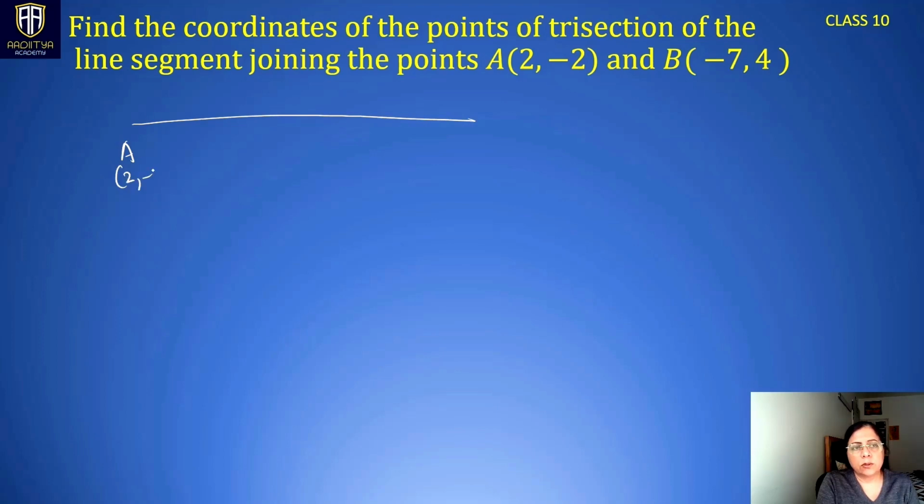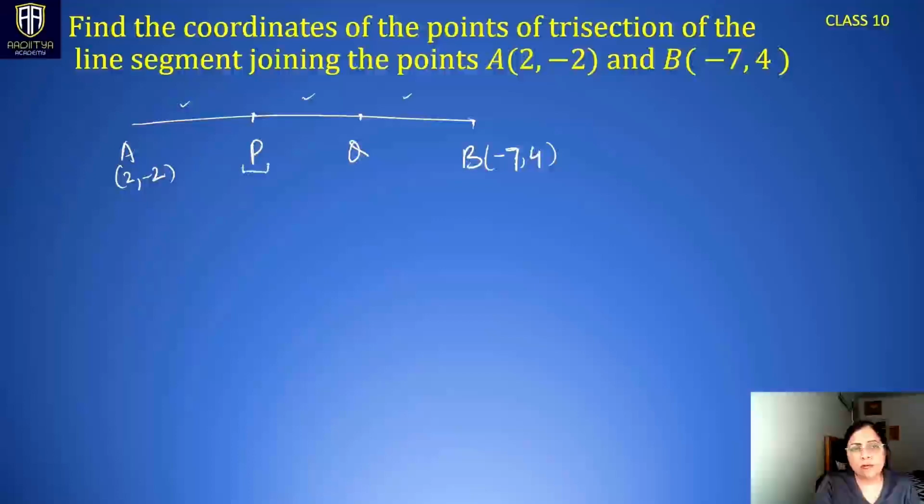A is 2 comma minus 2. Then we have B, which is minus 7 comma 4. Now if we have to do three equal parts of this line segment, we have to plot two points like this. Let this be P, this be Q, so that we have three equal parts of the line segment AB, right? That means we have to find the coordinates of these two points P and Q so that the line segment AB gets divided into three equal parts. This is called trisection, to divide something into three equal parts.